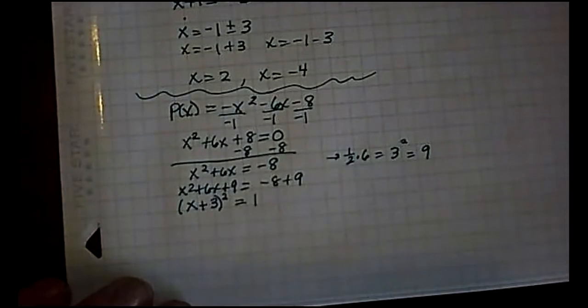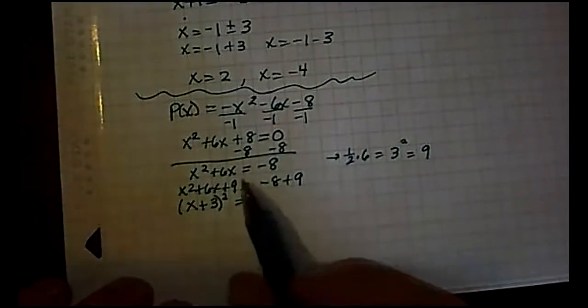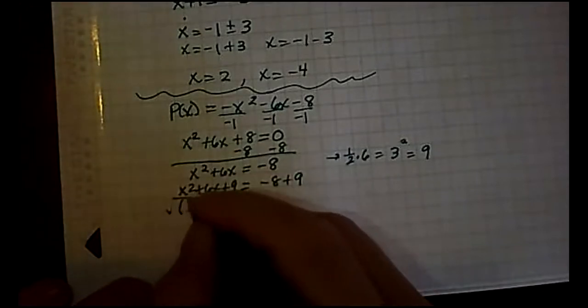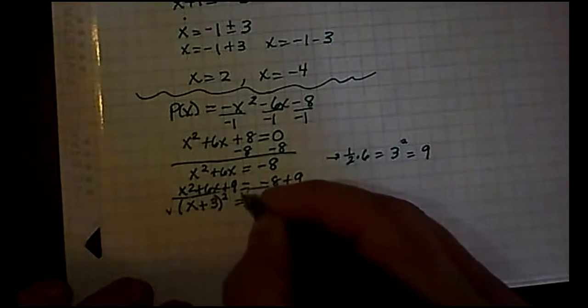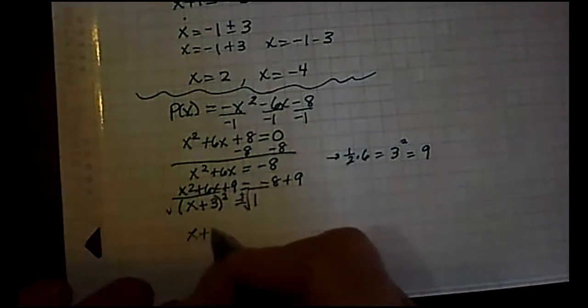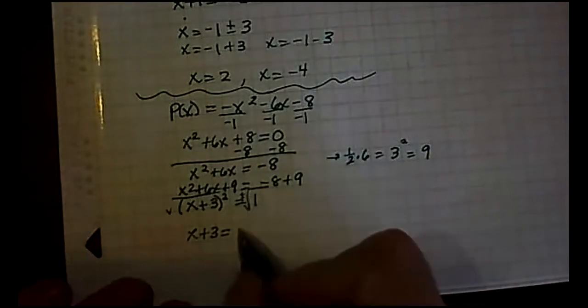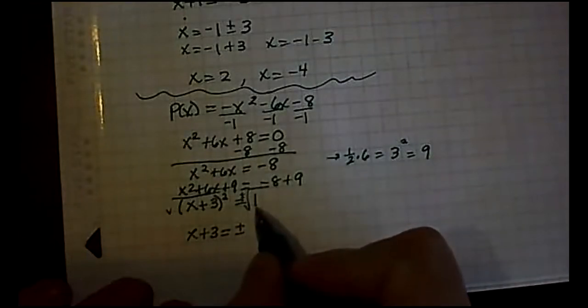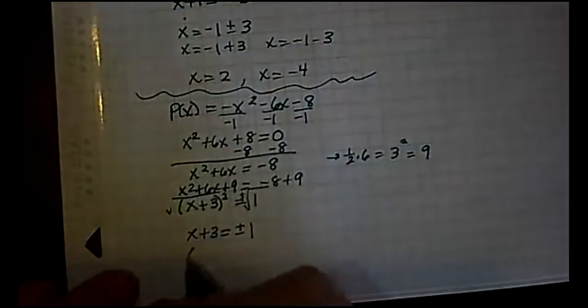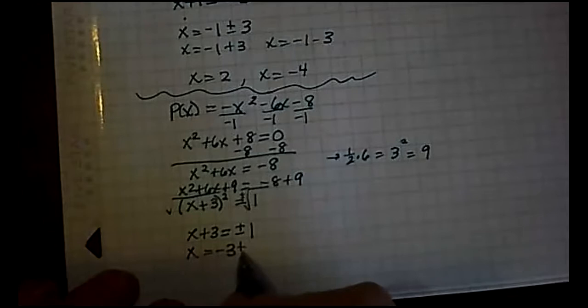Okay, now let's solve. So now we're going to solve for x. In order to solve it, we've got to square root both sides. So we're going to square root this, and we're going to square root this with a plus or minus. So these cancel each other out. We have an x plus 3, and we have a plus or minus square root of 1. Well, the square root of 1 is 1, right? So we're going to subtract 3 from both sides.